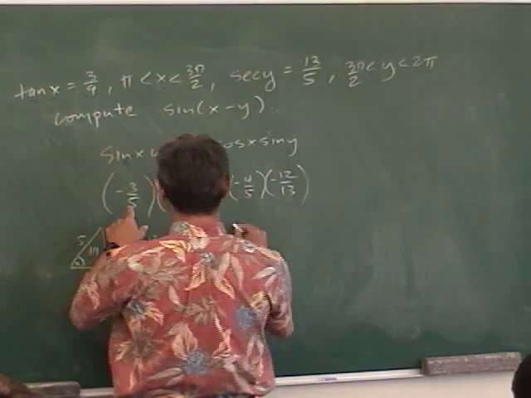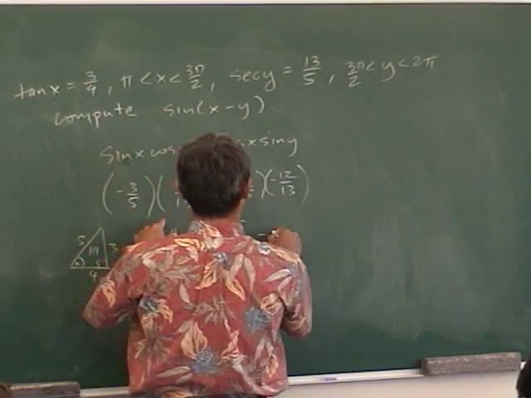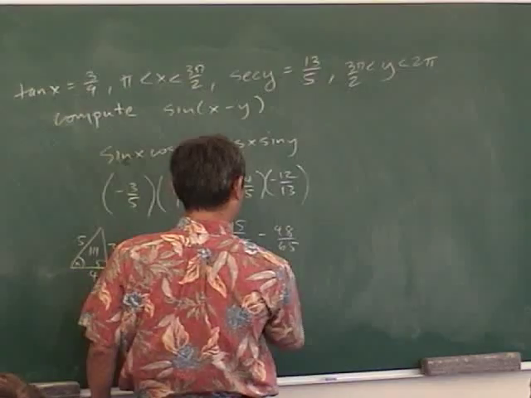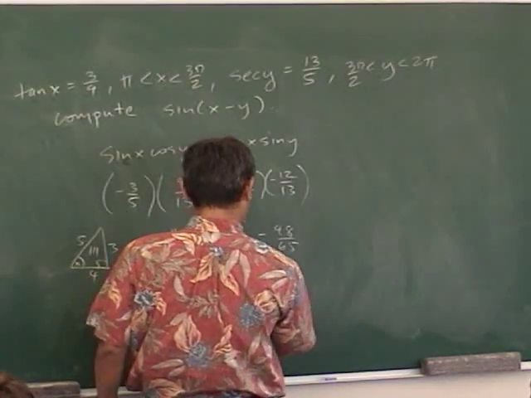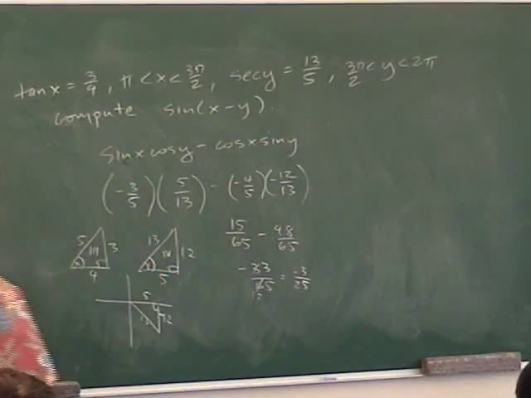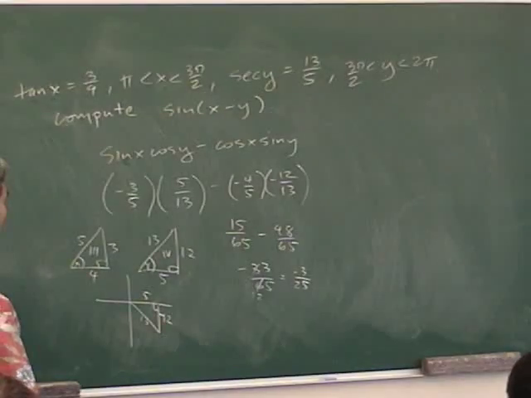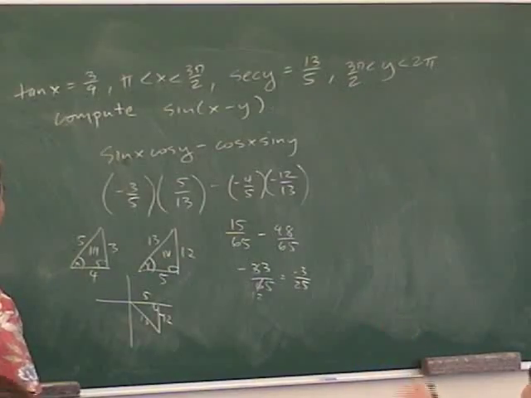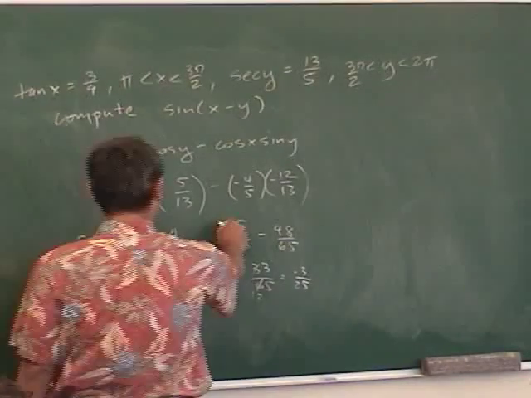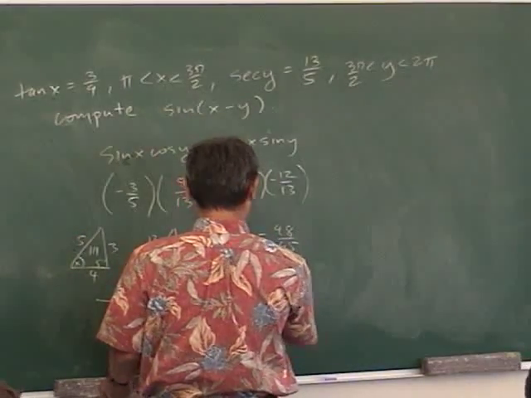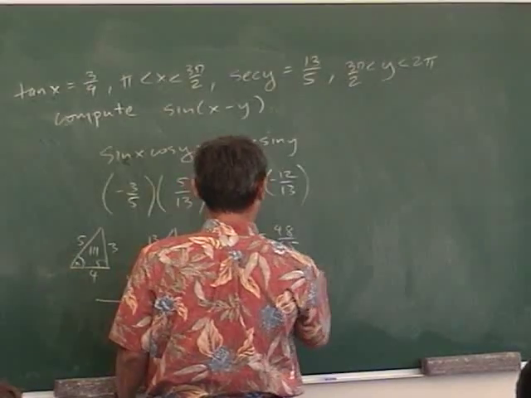So now we get the final answer. That's 15 over 65 minus 48 over 65. So your final answer is negative 33 over 65. Shouldn't the 15 over 65 be negative? Negative 3/5, yeah. It's negative right here. Let's see what the problem is. So the answer is negative 63 over 65. The 6's cancel out, so you get negative 3/5.